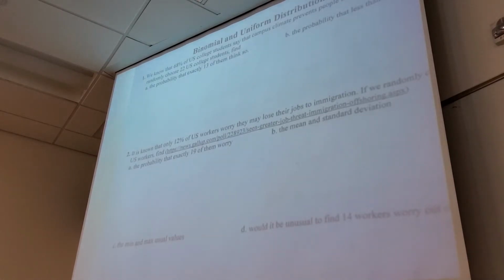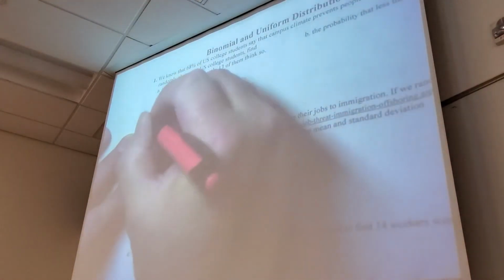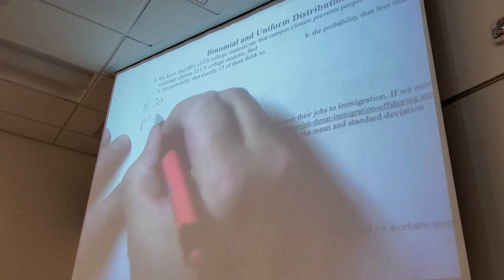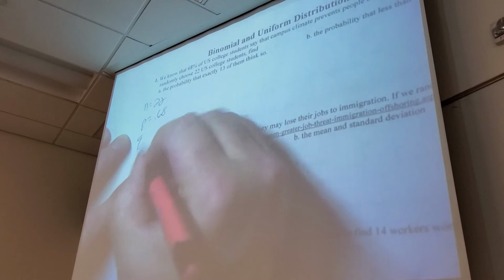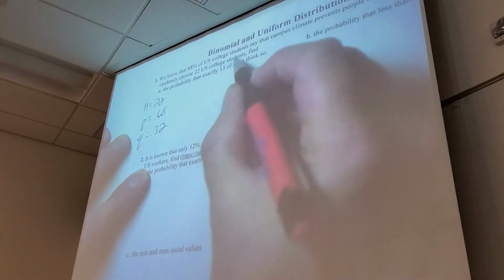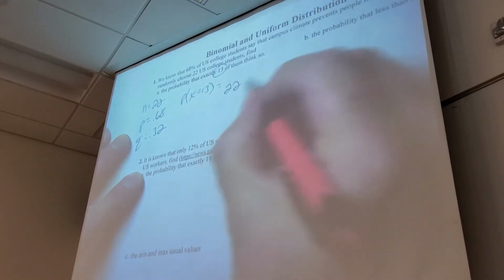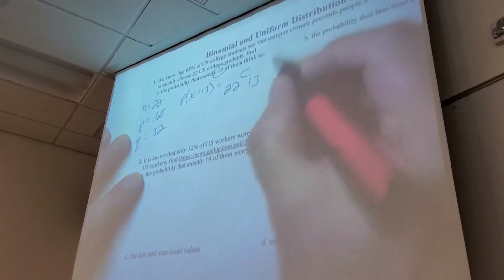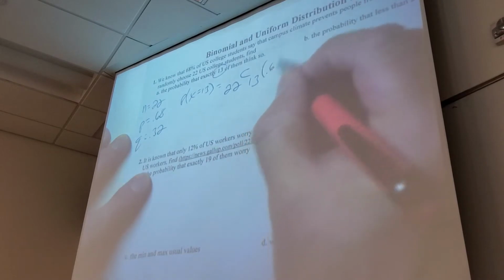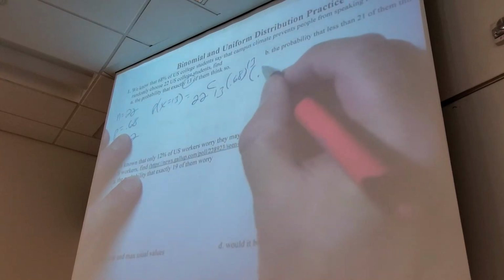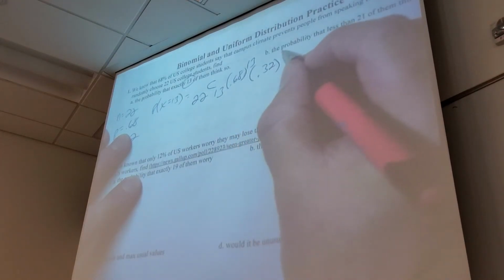So what's N in this first problem? 22. What's P? 0.68. What's Q? 0.32. And in this first problem, X is 13. So I've got 22 people. I'm going to choose 13 of them to do something. So I got 13 of these guys, and then the rest is going to be what?